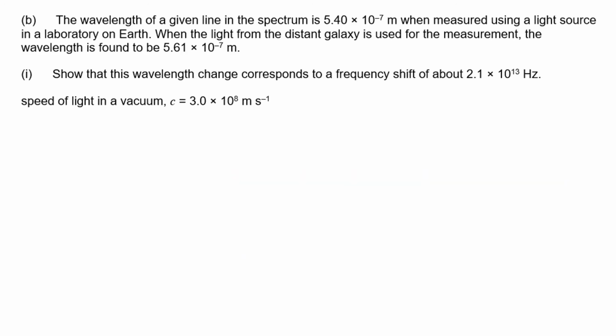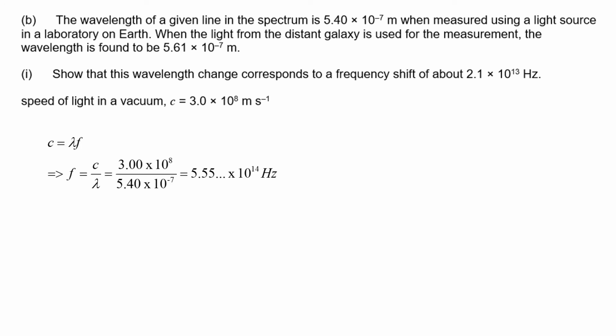Okay, so the wavelength of a given line in the spectrum is 5.4 times 10 to the minus 5 using a lab on Earth where the object is stationary. When it's coming from a distant galaxy, the wavelength is 5.61. So we can see it's been slightly increased because of the Doppler effect. Show that this wavelength change corresponds to a frequency shift of about 2.1 times 10 to the 13 Hertz, using the speed of light in a vacuum.